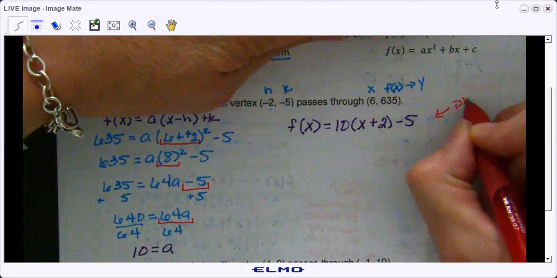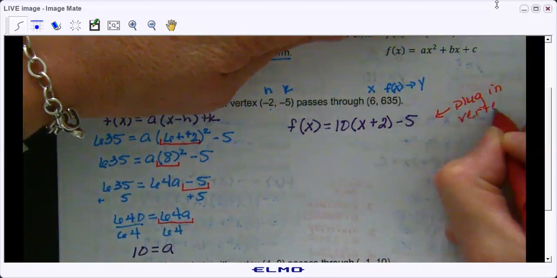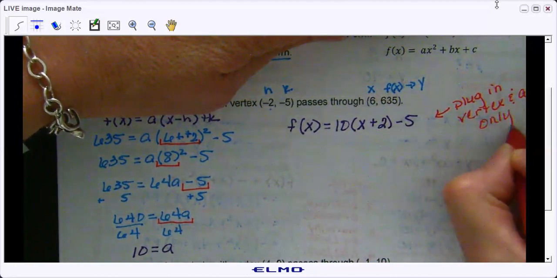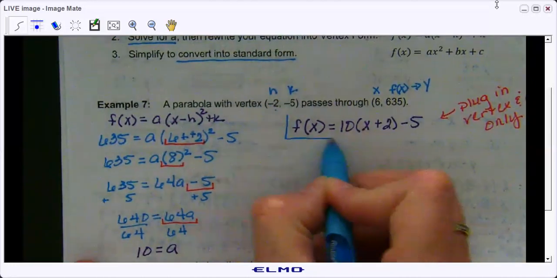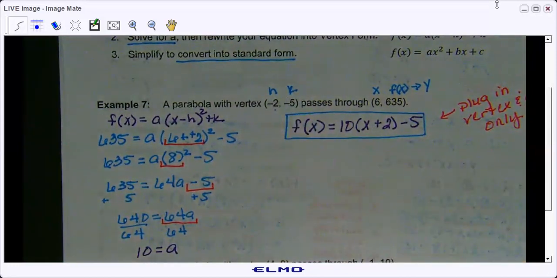So what I did was I just plugged in the vertex and A only. And this is one part of my answer. But now what we're going to do is turn it into standard form. Are there any questions about that so far? It's a lot of information, right?